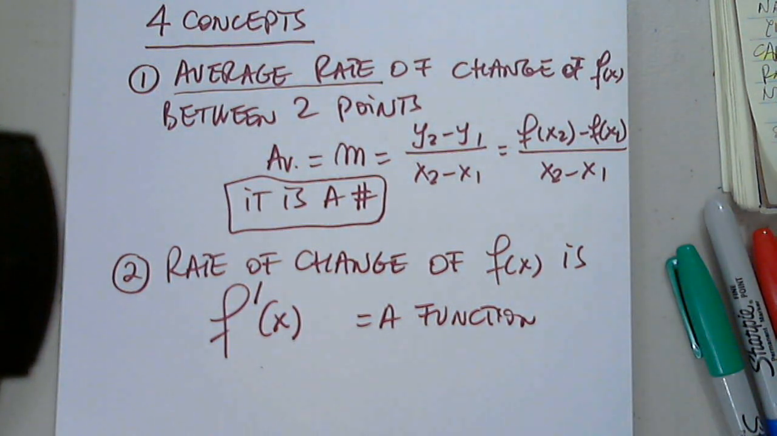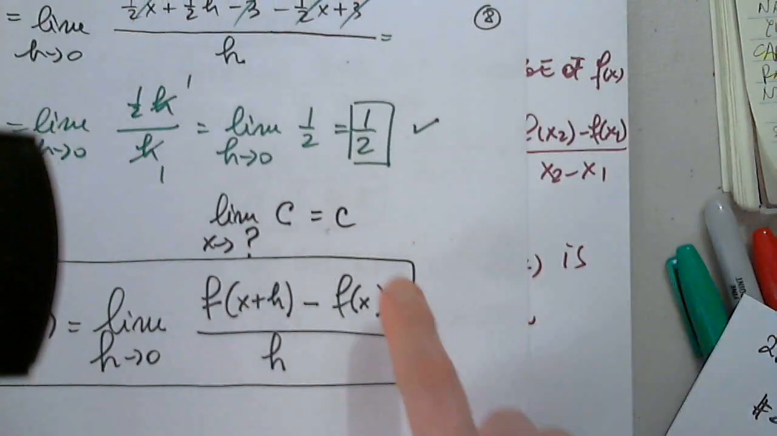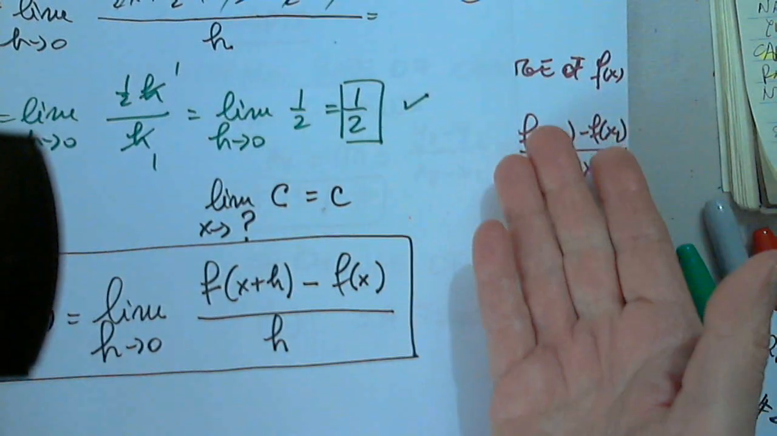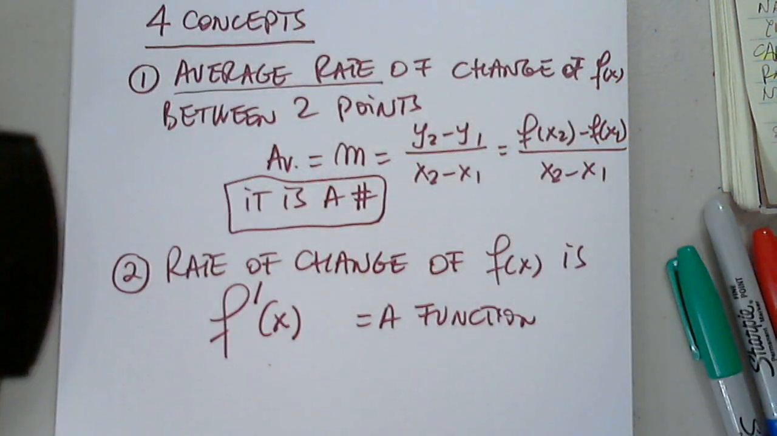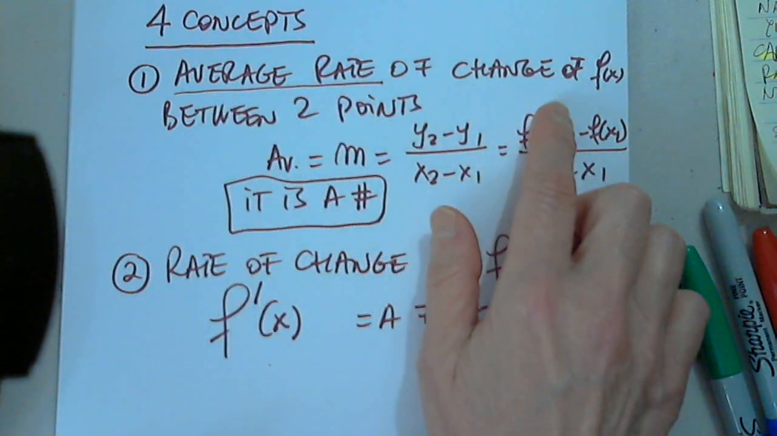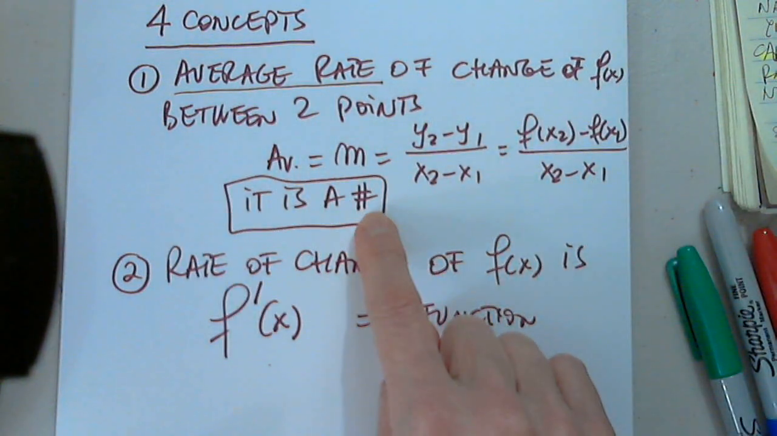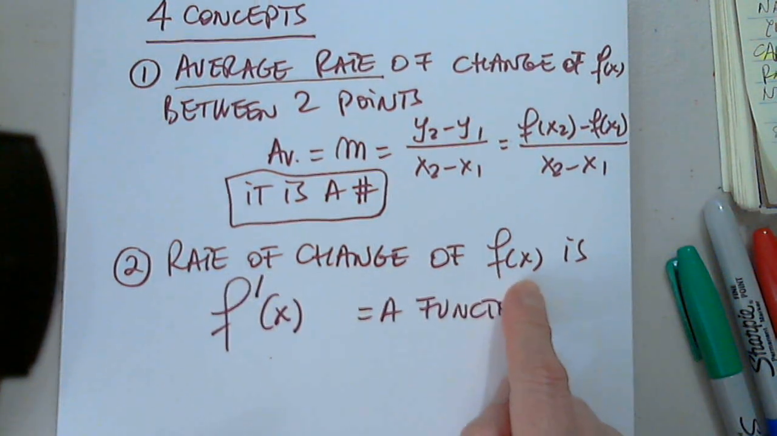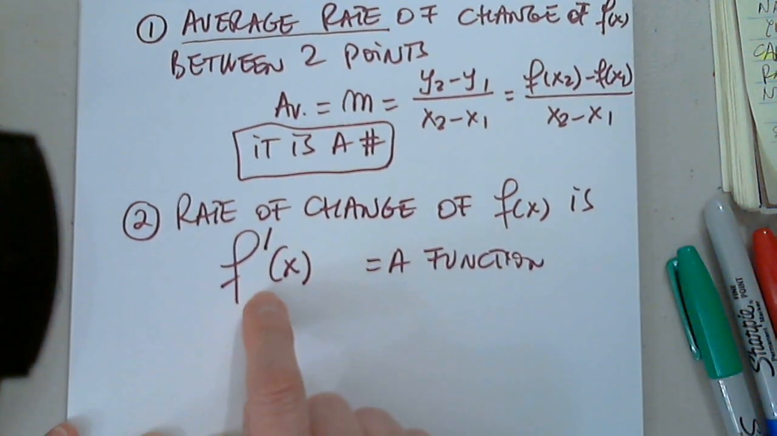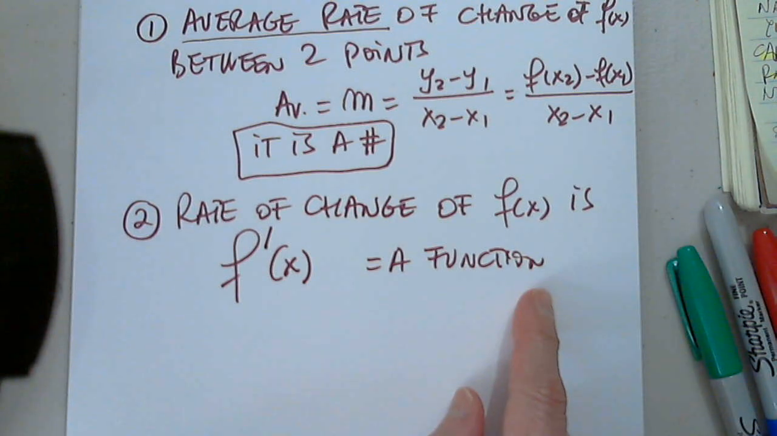And yes, as Tariq was saying, it happens that it could be a constant. But even this is a function, y equals 1/2, right? But it can be a constant. So the average rate of change is a number with 2 measurement units. The rate of change of a function is f prime, which is a function.